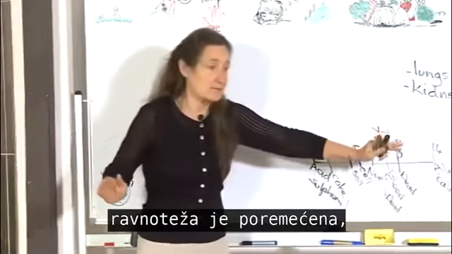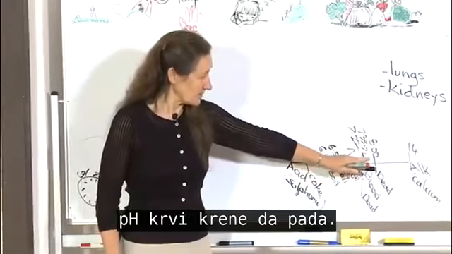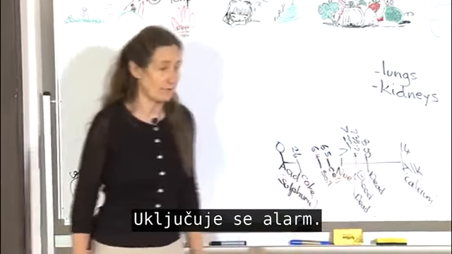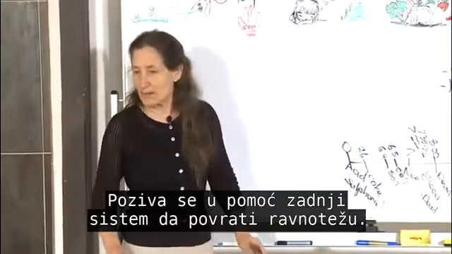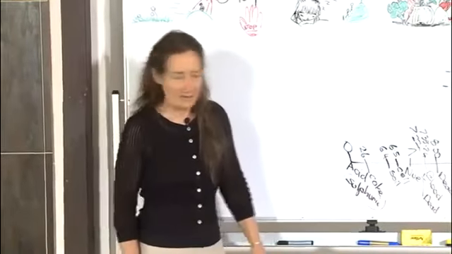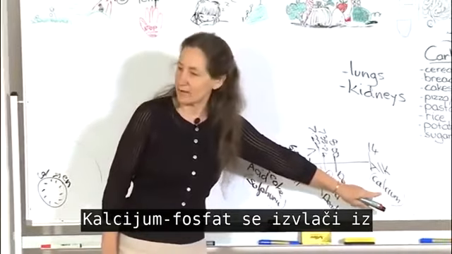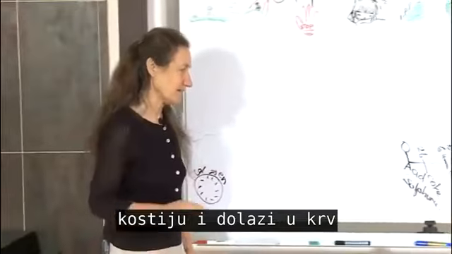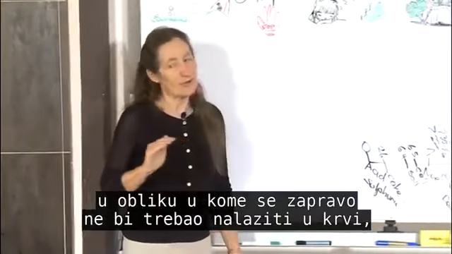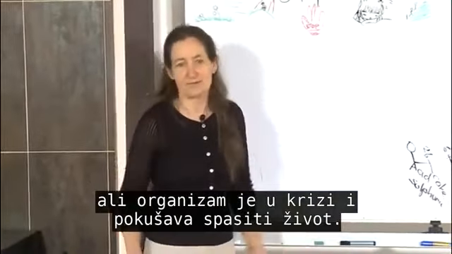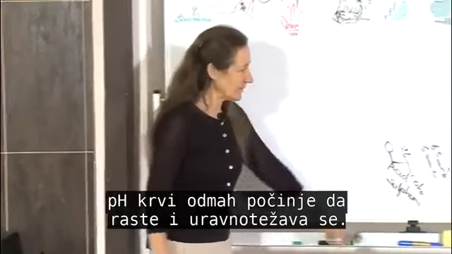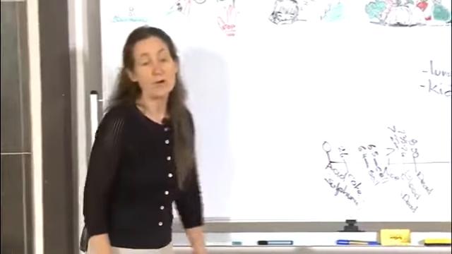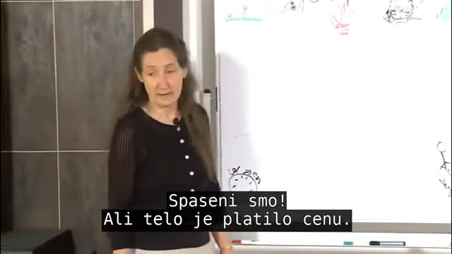The scales are tipped. Blood pH starts to drop, 7.35, 7.34. Alarm bells go off. The last resort buffer system is called on. Calcium phosphate is pulled out of the bones into the blood in a form it should not really be in the blood, but it's a crisis. We're trying to save the life. Blood pH immediately starts to balance, 7.34, 7.35, we're safe, but at a cost.